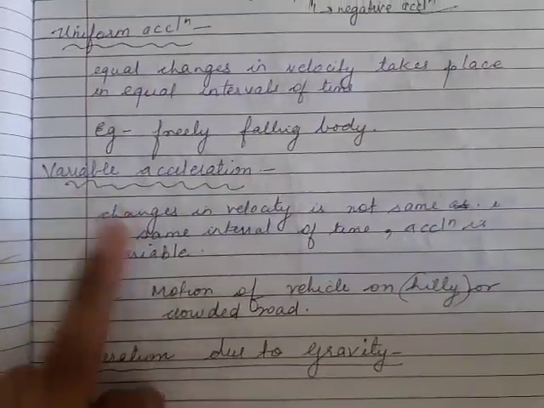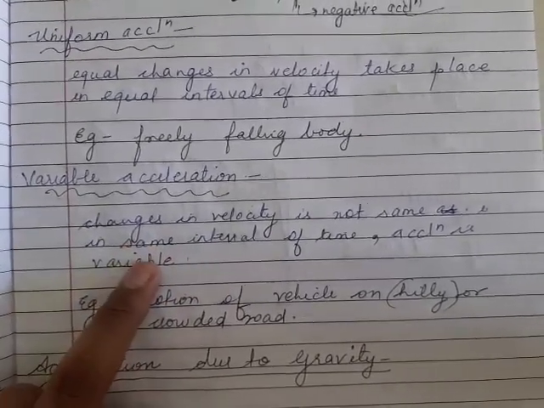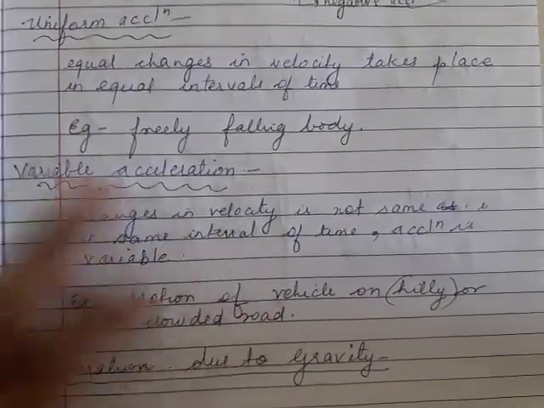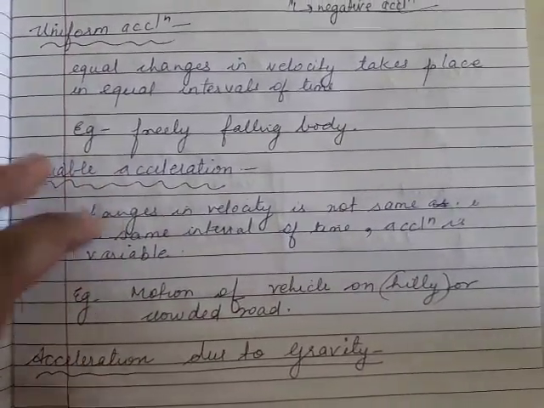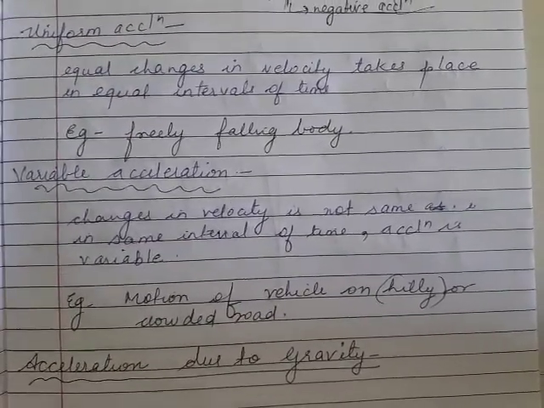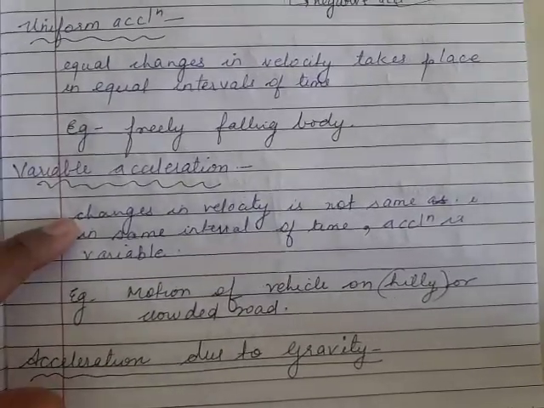Variable acceleration: changes in velocity are not the same in the same interval of time. Acceleration is variable. For example, the motion of a vehicle on a hilly or a crowded road. We are always traveling on our bike on a crowded road with variable acceleration or variable velocity. I hope this is clear.